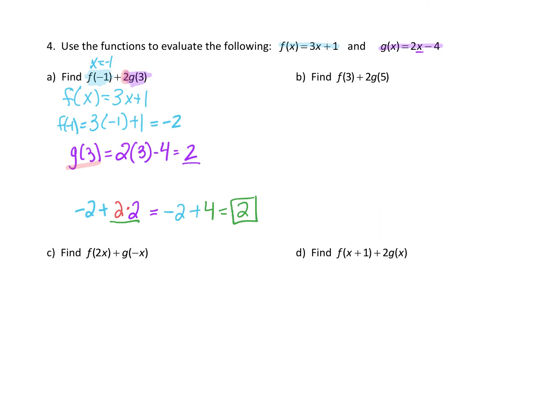All right, let's try this with b. So I'm going to find f of 3 first. So f of 3 means that 3 is going to go into the x in f. So that'll give me 10.